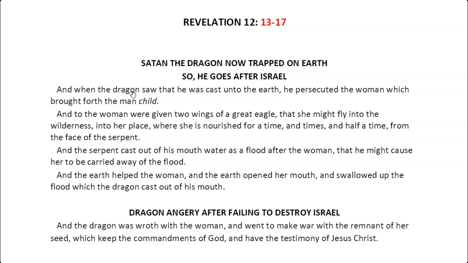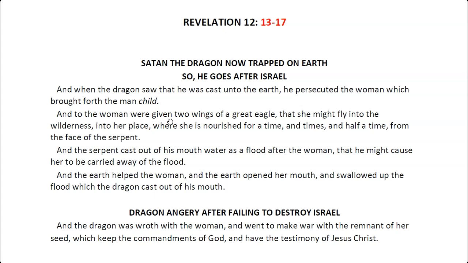Okay, so when Satan saw he was cast to the earth, he persecuted Israel, which brought forth the Messiah. Okay? And to the woman were given two wings of a great eagle, that she might fly into the wilderness, into a place where she's nourished for a time, times, and half a time from the face of Rome. So in history, we know from about 63 AD to about a couple hundred years, Rome persecuted, there's no doubt, those who loved the Lord, the living God and his holy Son. There's no doubt about that. It's still going on today, but it's quite literally a festival of horrors for a few hundred years.